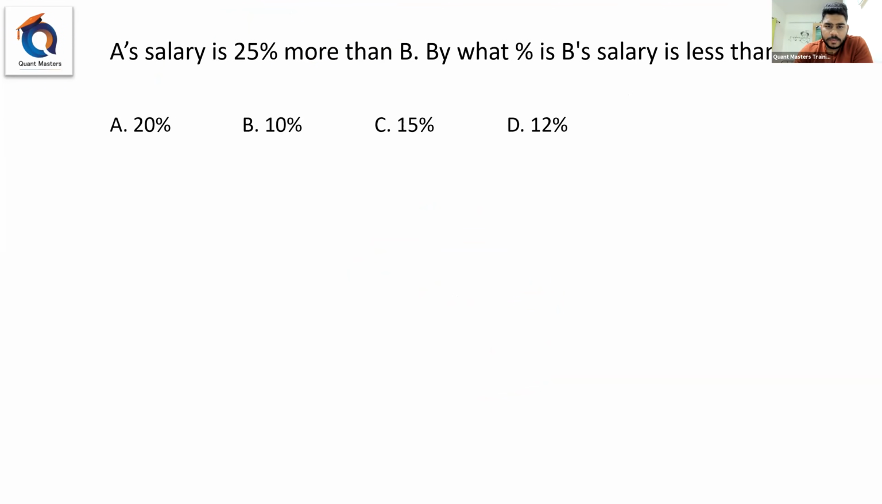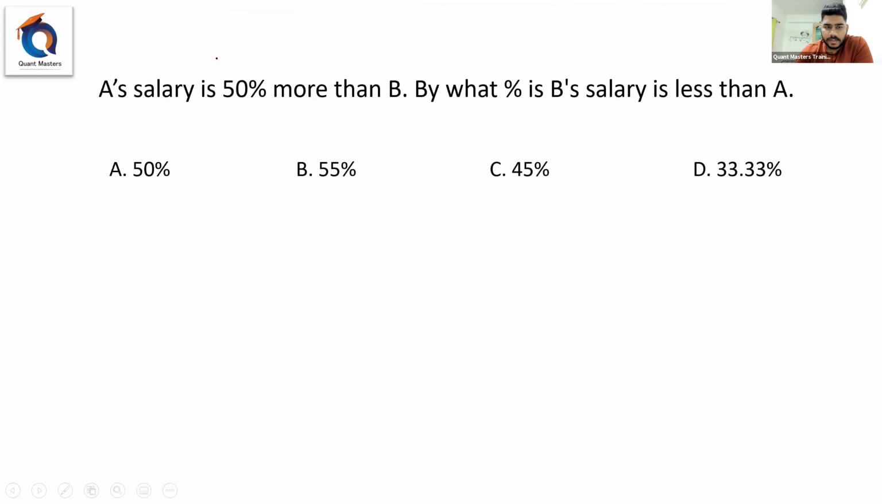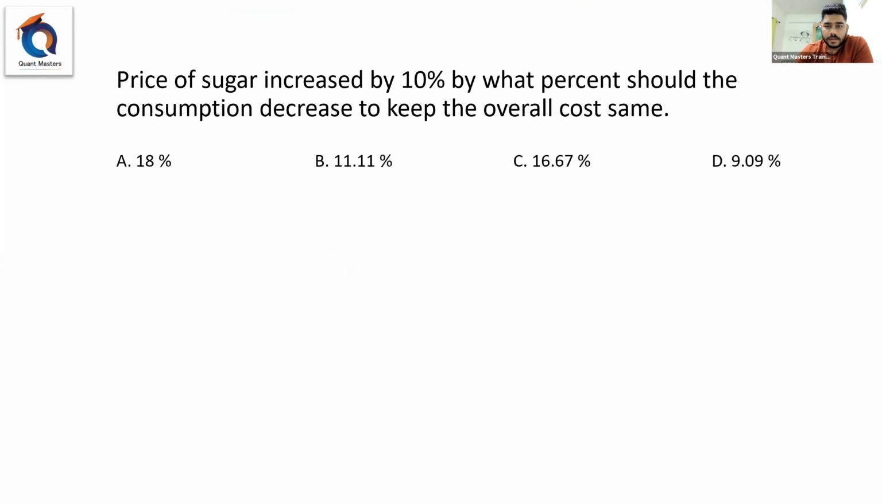A's salary is 25% more than B. By what percent is B's salary less than A? Have we done this? So A's salary is 25% more. 25% means 1 by 4 more. So B's salary should be less by what? 1 by 4 more means increase the denominator. So this becomes 1 by 5 less. 100 by 5 is nothing but 20%. I think we have done this now. Even this we have done. Even this we have done.